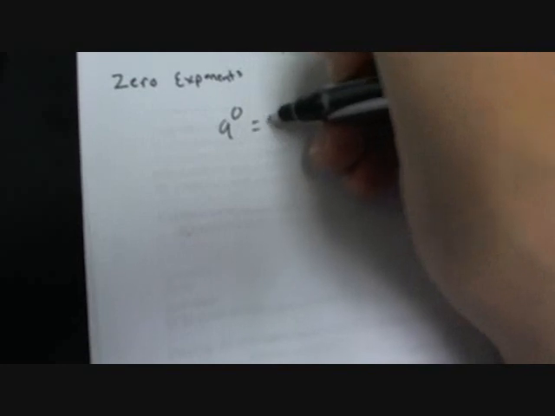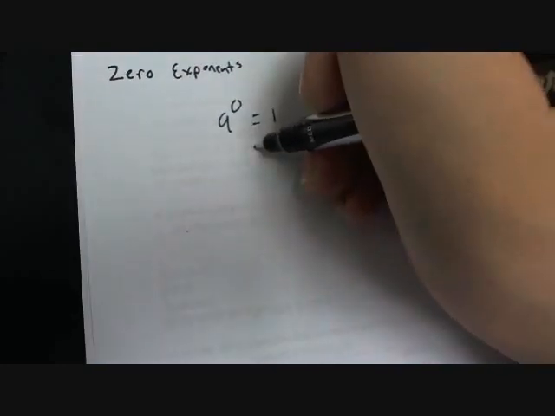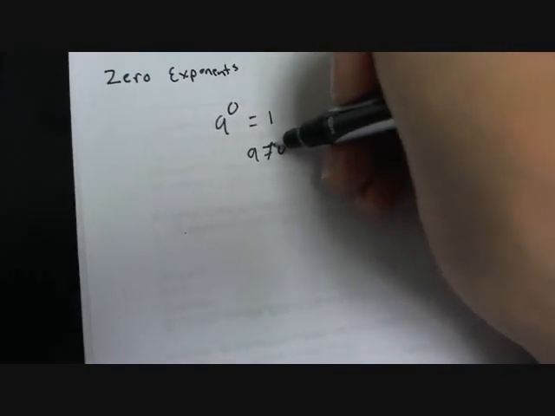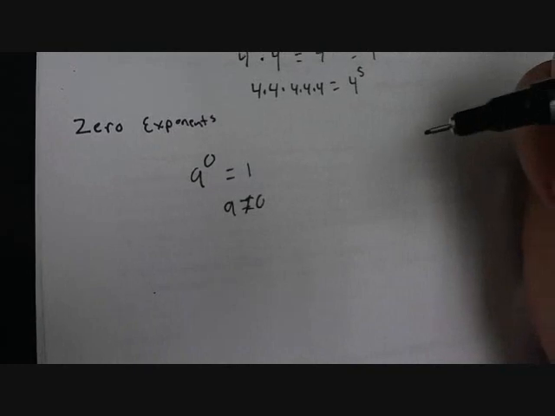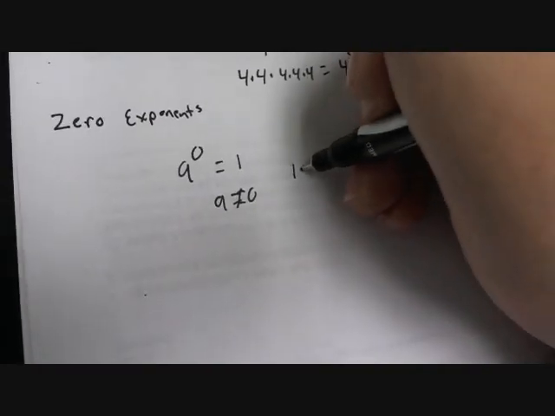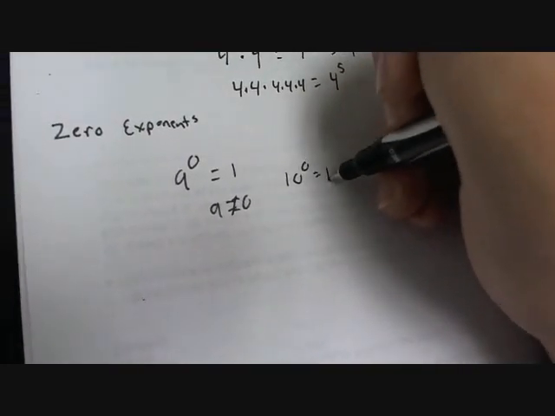Alright, next one, zero exponents. It's pretty easy. Just saying any number raised to the 0th power is 1, as long as a is not 0. So it can be a negative number, it can be a fraction, a decimal, whatever. As long as it's not 0, it's going to be 1. So 10 to the 0th power is 1.